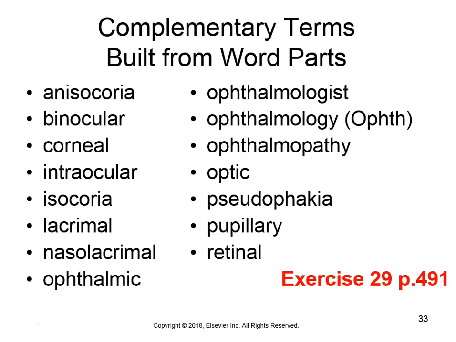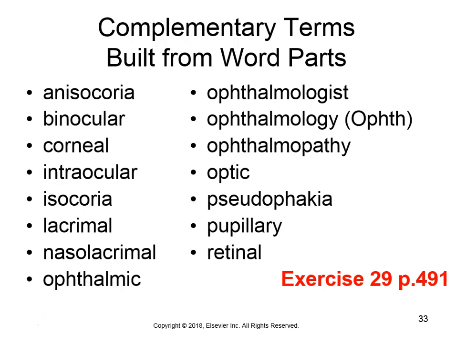Binocular, pertaining to both eyes, so that's why we call them binoculars. Corneal, a lot of these have to do with pertaining to. You'll notice, or a condition of. So anytime you see IA, that would be a condition of. Intraocular goes within the eye, so we talk a lot about intraocular pressure. Isocoria means that you have equal pupils, so that's the good thing.